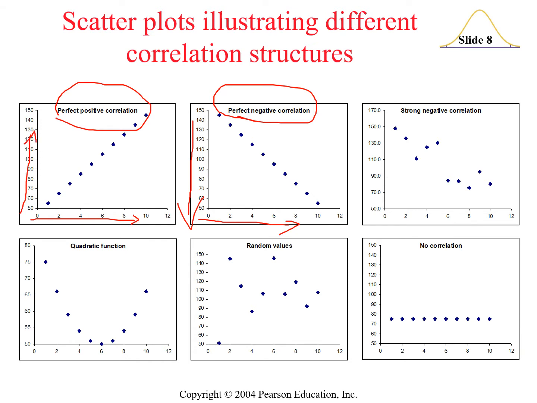Here we have a pattern of positive correlation, but the correlation is not perfect, because the points do not fall on the same straight line. So this is approximately strong. Sorry, it is strong negative correlation. It is a pattern of negative correlation, but not perfect.